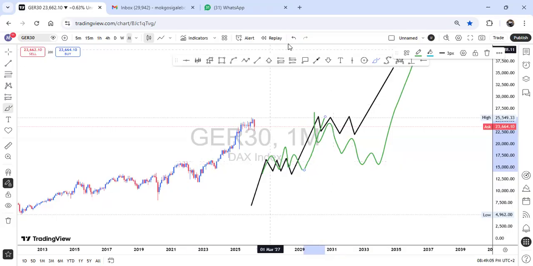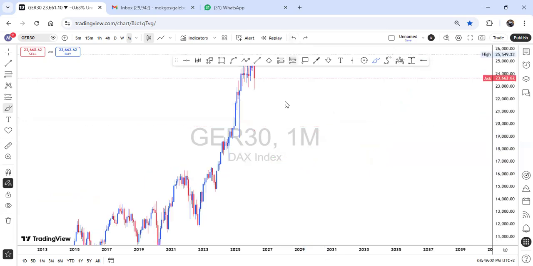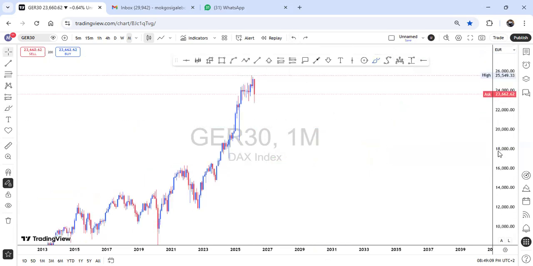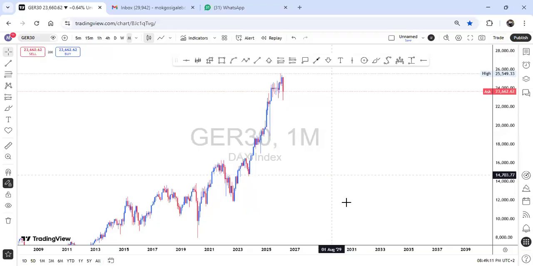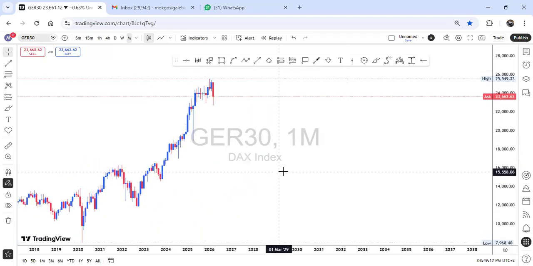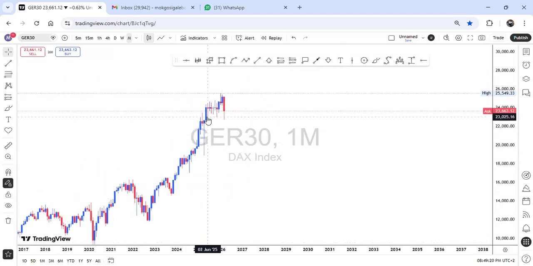Let's just analyze this pair. We are looking at GER30 on a monthly time frame, and then I will quickly move to another time frame, our weekly time frame, because it allows me to put the trend line here according to the experience. I don't want to use experience because experience is going to confuse some of us.